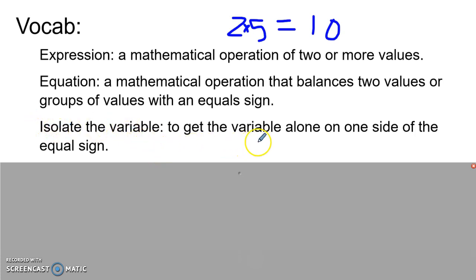With equations, one of the main things we're going to be doing is isolating the variable, and that's just trying to get the variable alone on one side of the equal sign so that we can find out what its value should be.